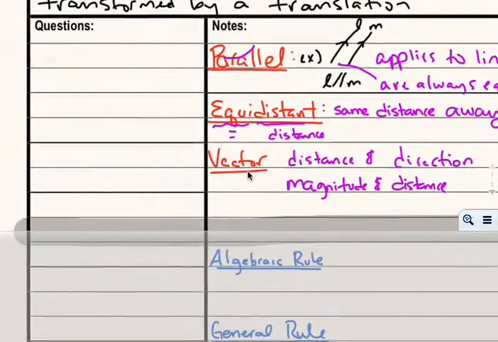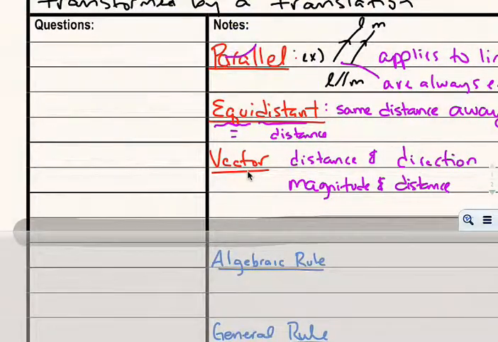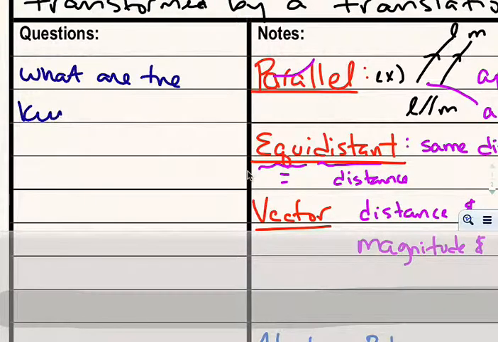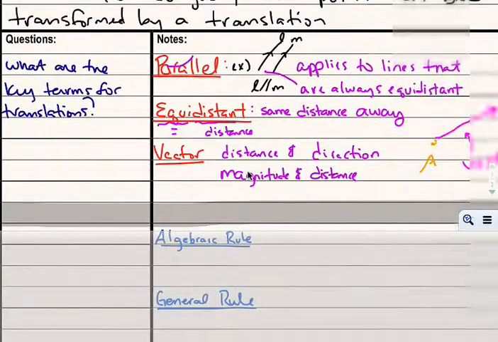So if you're thinking about what question off to the left-hand side is going to define these notes really well, hopefully you come to the conclusion that these are the key terms. So the question might be something along the lines of, what are the key terms for translations. And again, it's not important that you copy this down verbatim. It's important that you understand that what we're showing off to the left are the important things you have to know and be able to use when talking about translation.